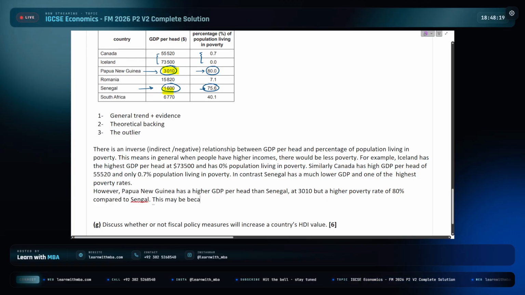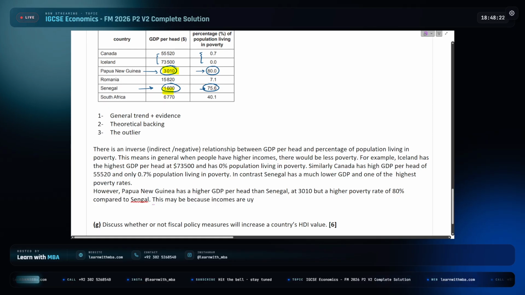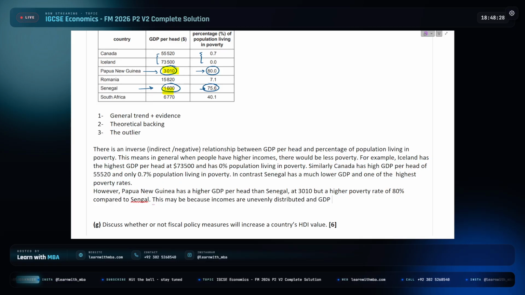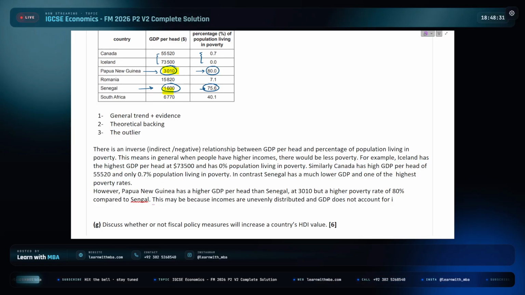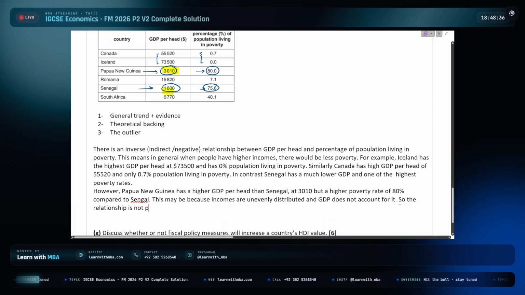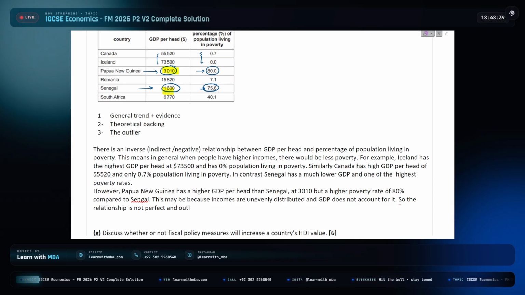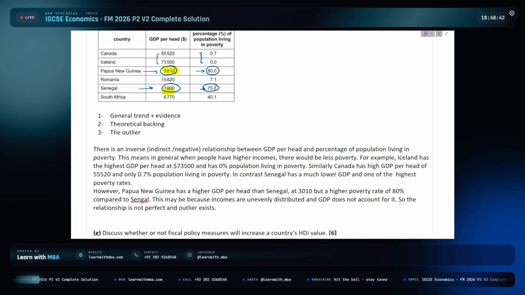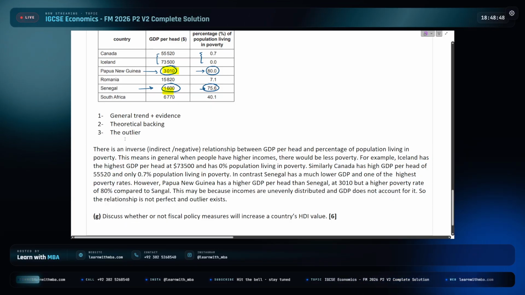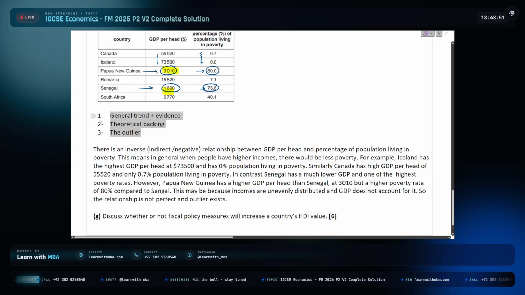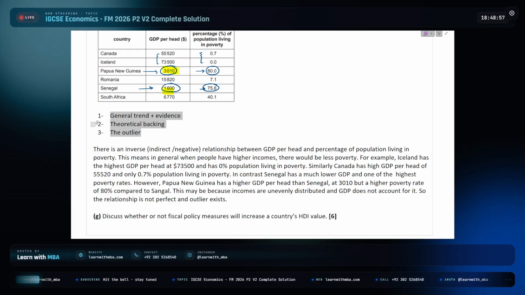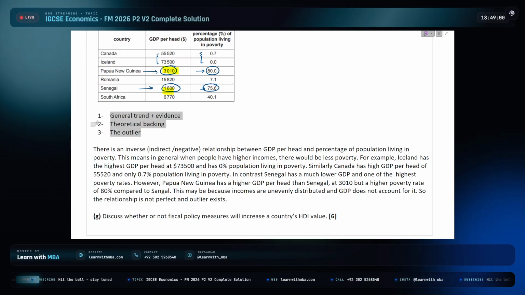This may be because incomes are unevenly distributed and GDP does not account for it. So the relationship is not perfect and an outlier exists, right? So this is now my answer for this one. Is this clear? So always follow these three steps: the general trend, some evidence, what's the theoretical backing for it, and then what's the outlier in this case, right?